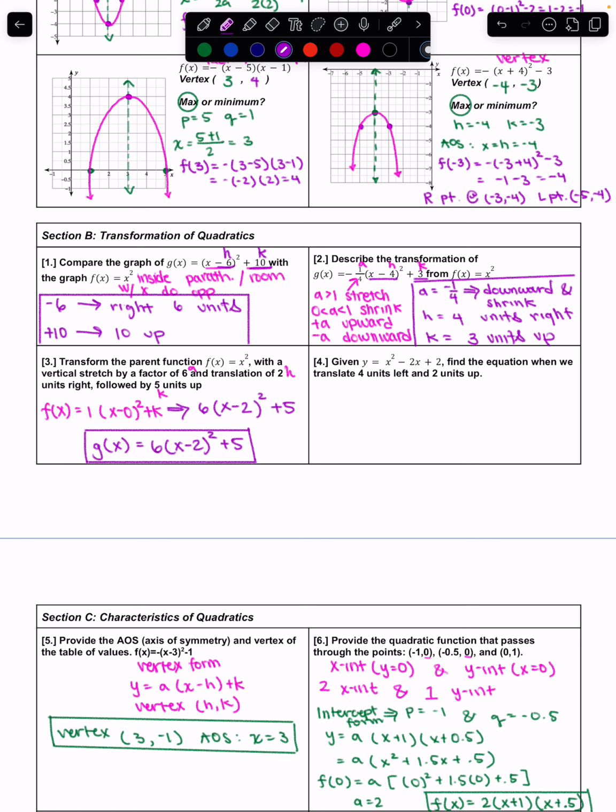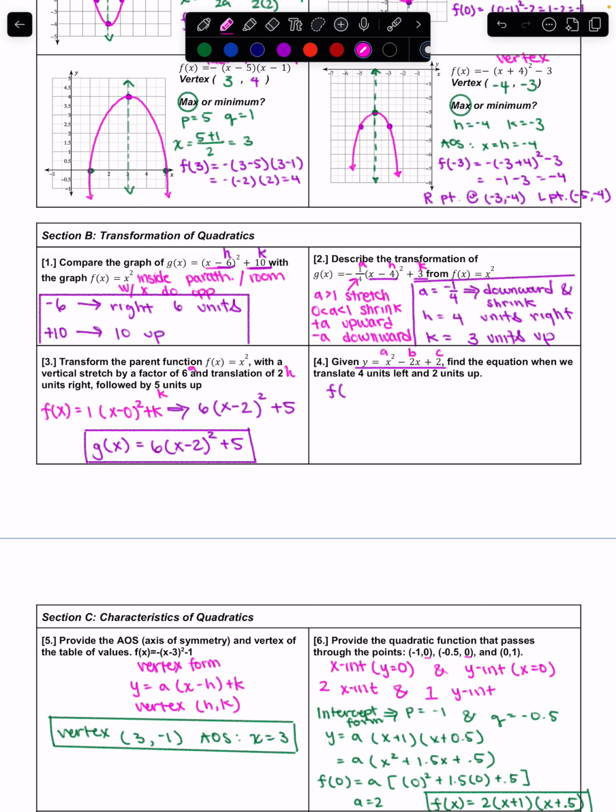Okay, so question number 4, given y is equal to x squared minus 2x plus 2, find the equation when we translate 4 units to the left and 2 units up. Okay, so for this one, again, if you want to go left or right, we affect the inside of the parentheses, and 2 units up is just going to be outside the parentheses. So let's go ahead and write this out. So this is mostly for standard form. So notice we have x squared minus 2x plus 2. We have our a, b, and c values in standard form.